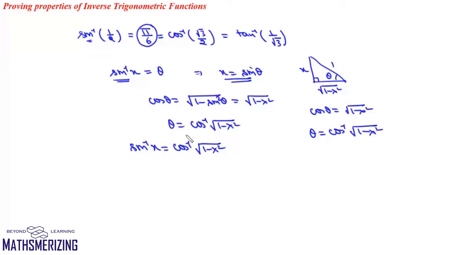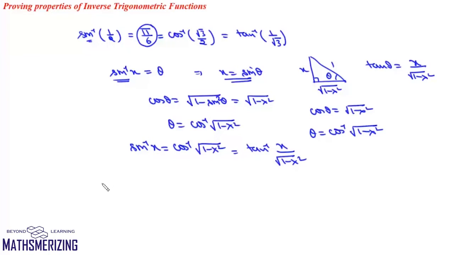Now we have to change it to tan. We can write tan theta, and tan theta in this case is x upon under root 1 minus x square. So we can write this as tan inverse x upon under root 1 minus x square. Now we can do the same for any trigonometric expression.